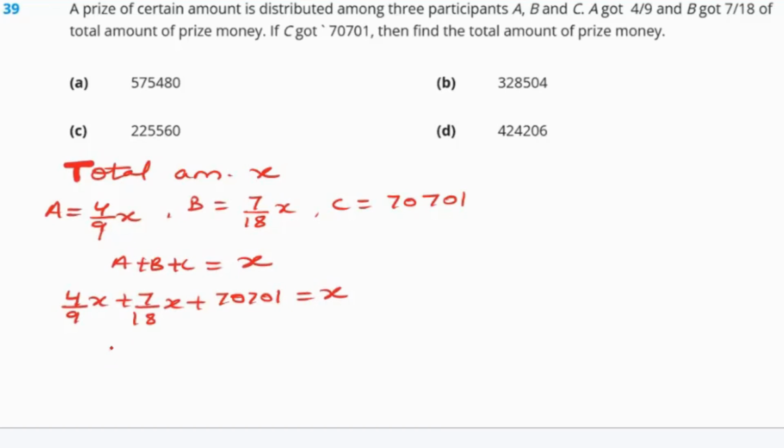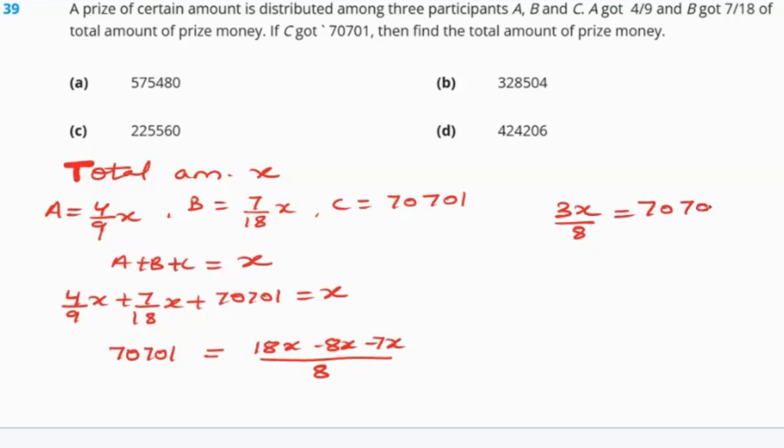70,701 should equal what? We need to take the LCM and then solve it. After solving this equation, we get 3x by 8 equals 70,701. Now we need to solve it: 70,701 times 8 by 3 equals the value of X, and when we solve it, the value of X we get is 4,24,206, which is option D.